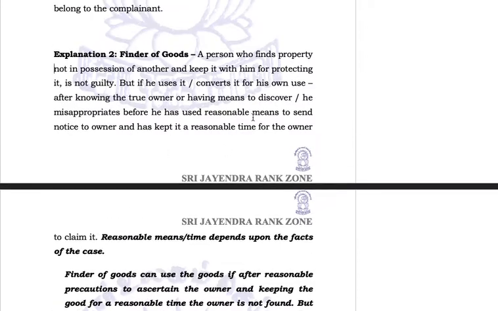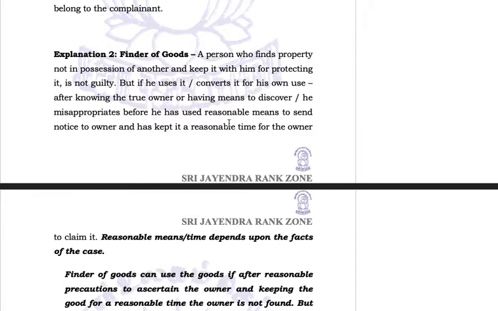So now he must give reasonable notice to the owner. Like he should put it in the newspaper that I have found this, or he should make a notice on the notice board. And he should wait for a reasonable time. It depends; we have discussed a lot of times that reasonable time depends upon the property. If the property is perishable, reasonable time is very small. If the property is more permanent, reasonable time could be a month, 2, 3, 4, 5 months. So you have to wait reasonably to find the owner.